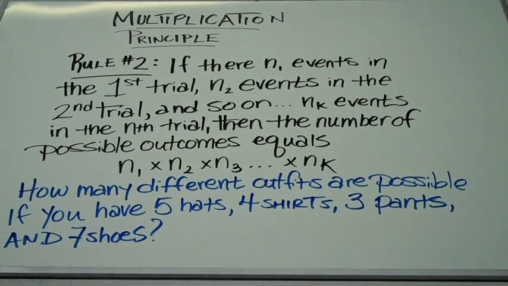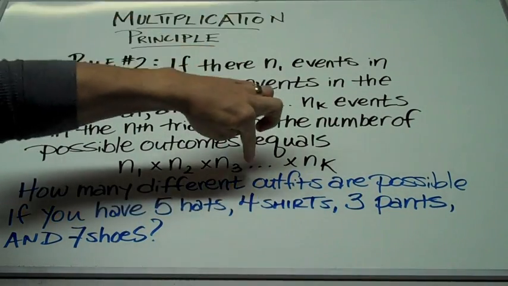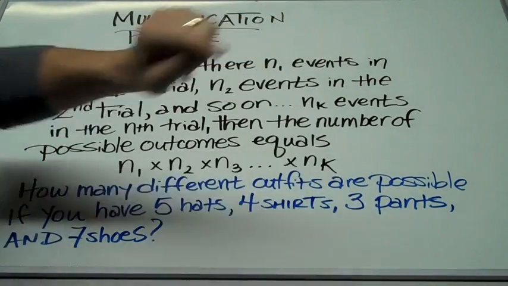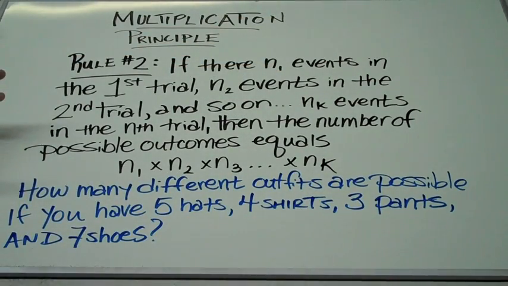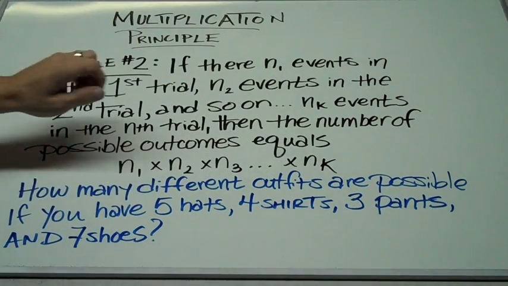The second rule of the multiplication principle states that if there are n1 events in the first trial, n2 events in the second trial, and so on till you have nk events in the kth trial, then the number of possible outcomes is equal to n1 times n2 times n3, and so on, all the way down to nk. Well, what does that mean? Well, we see it's a multiplication principle and we're multiplying. That should be no surprise.